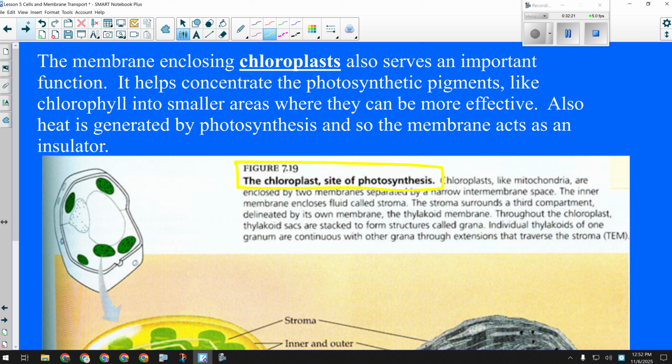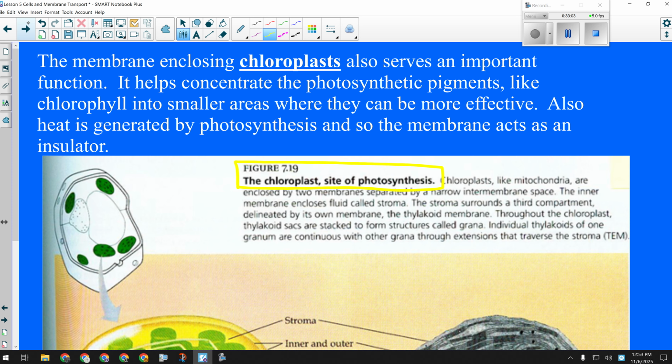Chloroplasts are only going to be in plant cells. Okay. And what I've highlighted here in yellow, a chloroplast carries out photosynthesis. That is its one and only job. Now, the chloroplast also has a double membrane.